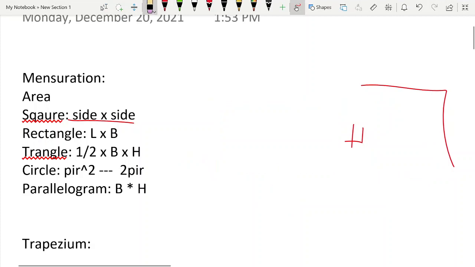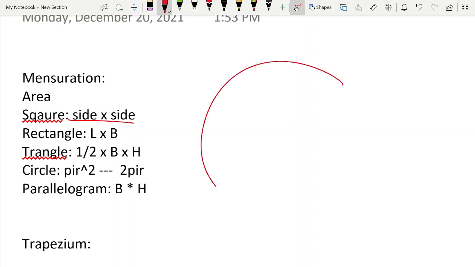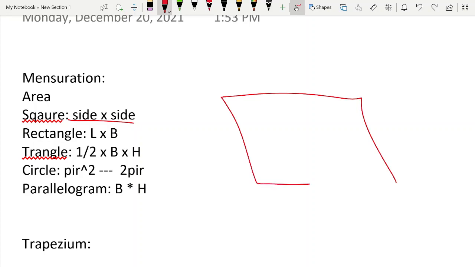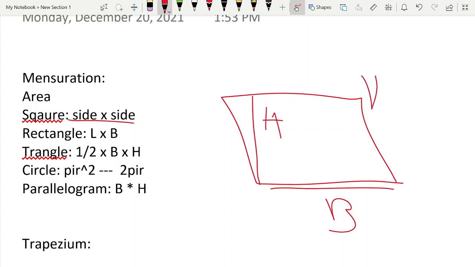In a circle we have pi r square, which is the area, and for the perimeter we have 2 pi r. Now parallelogram is b into h. If I draw a parallelogram here, this is our height and this is our base, so we just do h into b or b into h, any way you like to think of it.